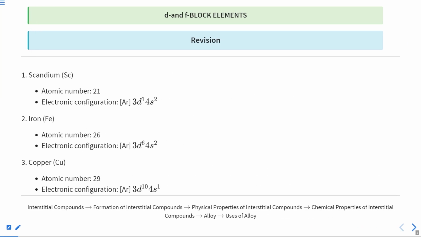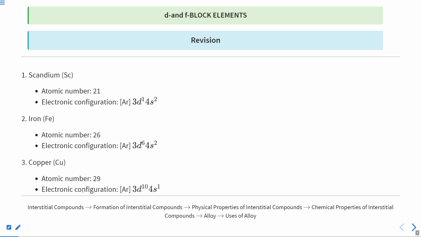Now, moving on to the electronic configuration of various elements. First, we have scandium, which has an atomic number of 21. Its electronic configuration is, first of all, that of argon, which is a noble gas, then 3d1 4s2. Next, we have iron, which is 3d6 4s2. Next, we have copper, which is 3d10 4s1.